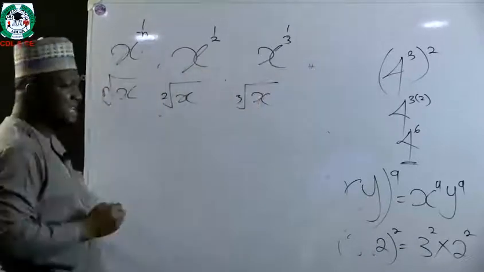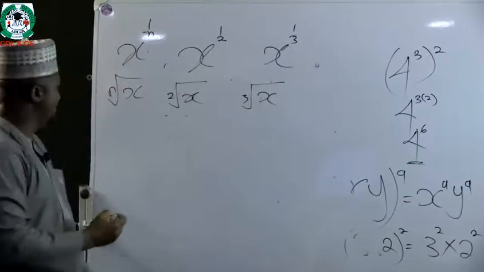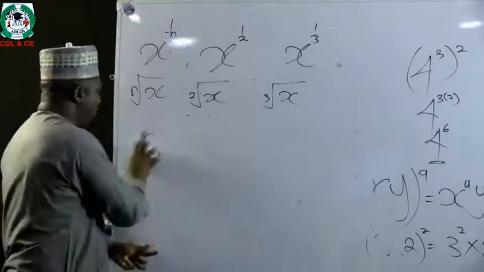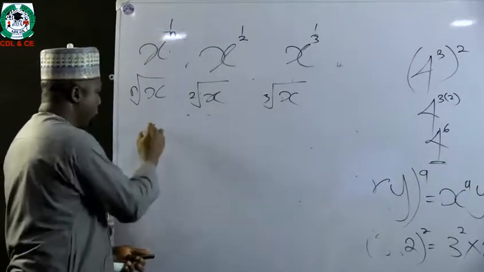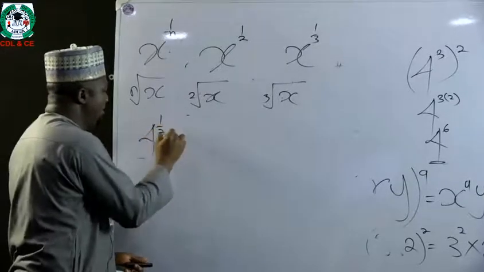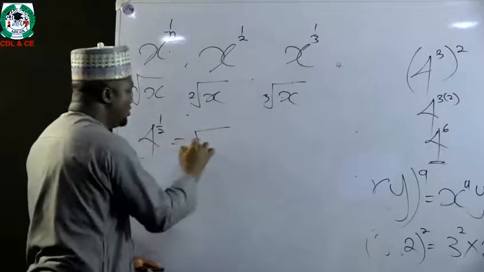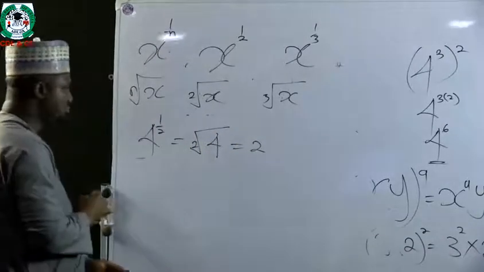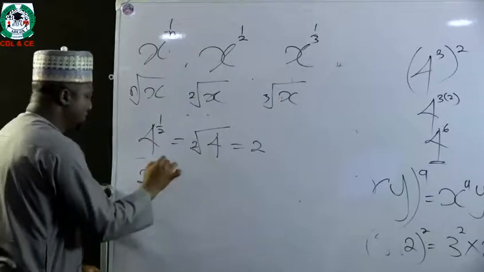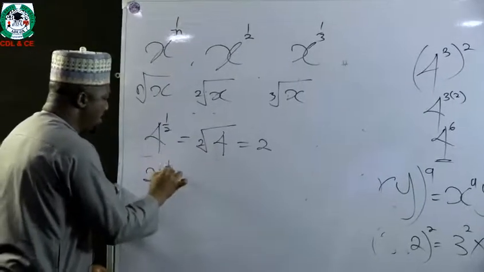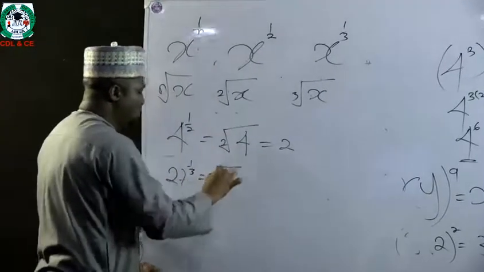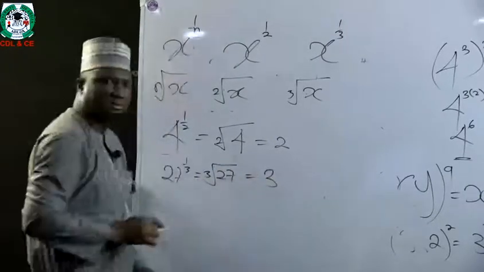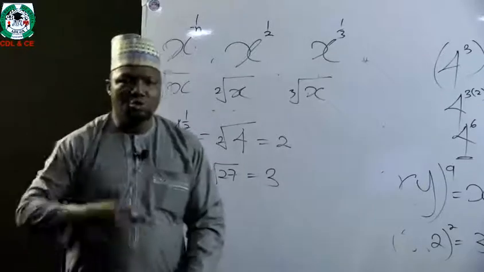Similarly, if we are to operationalize this, we say 4 raised to power 1 over 2. This equals the square root of 4, which is 2. If we say 27 raised to power 1 over 3, this is the cube root of 27, which equals 3. That is the root power law.